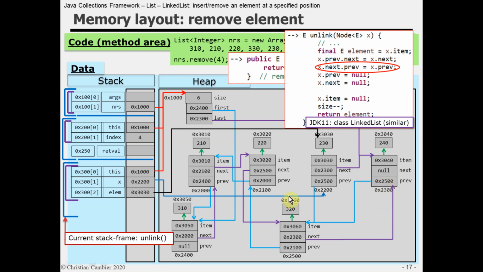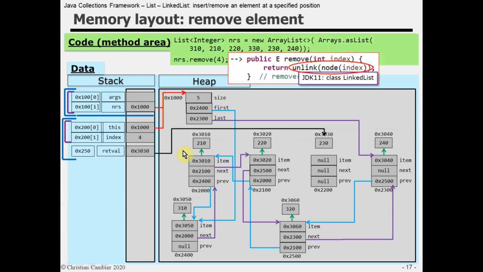Then the outgoing references from the node to be removed will be set to null. So x.previous, this arrow, will be set to null. Same for the next, null. And then the reference to the item, again null. And the size will be decremented to 5. The return value of this unlink method is a reference to the integer wrapper object. We're going to leave the method, first passing the return value to the previous method. Clear up the stack frame, and we're back at remove, returning immediately.